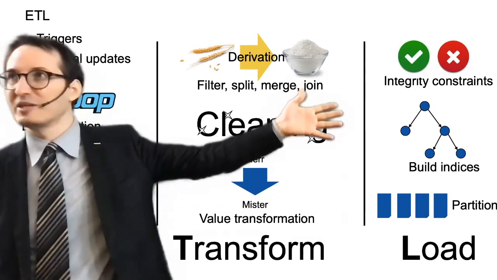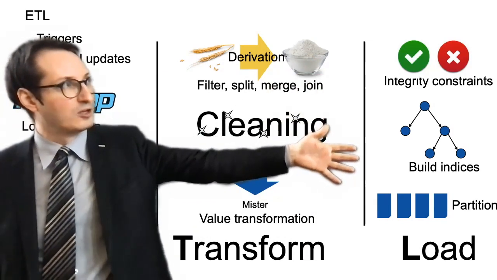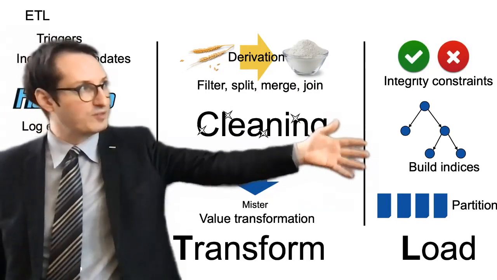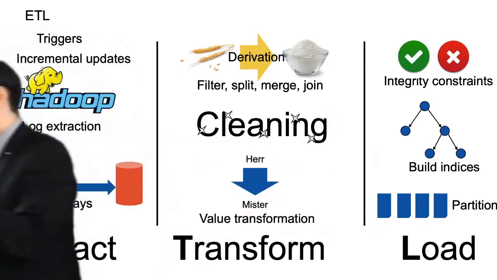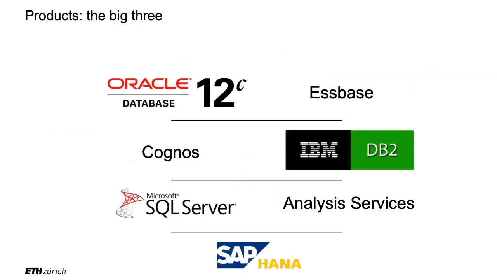You might want some integrity constraints, for example, positive numbers or matching numbers at some points. You want to build indices, but they will be specific to cubes. You might want to partition the data into multiple places and so on, right? So this is extract, transform, load, ETL. And in fact, many people use ETL as a verb. You ETL the data to your OLAP system.